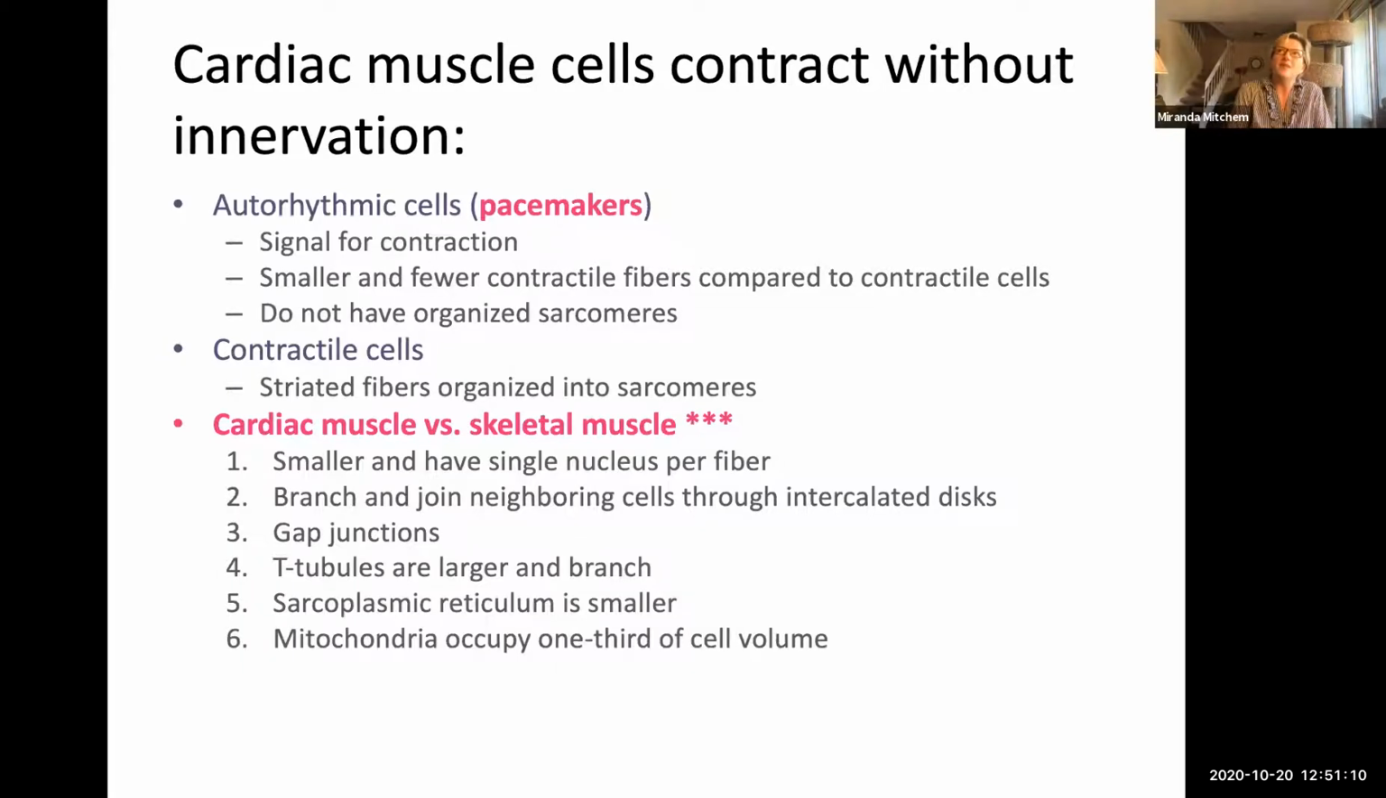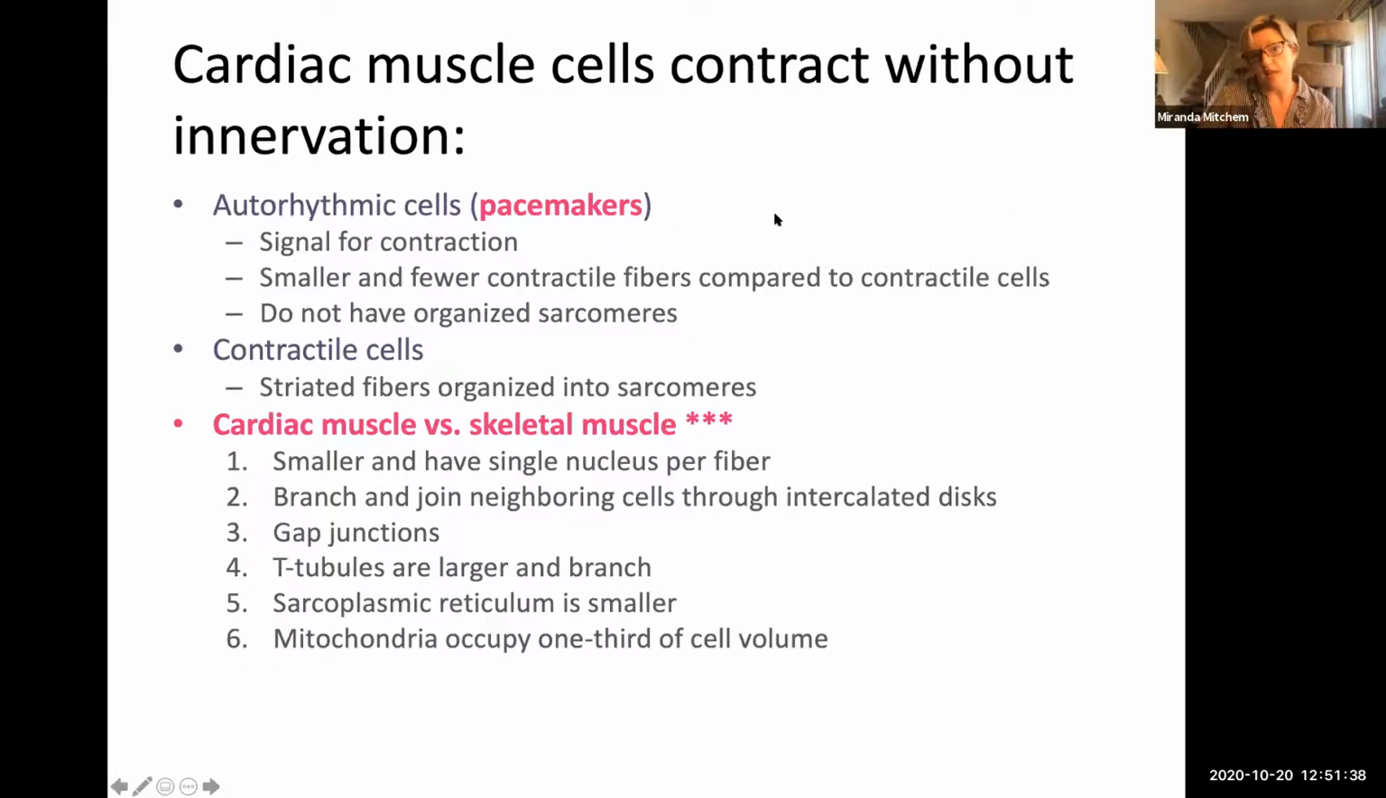Okay, so now let's get to the contraction part of it. And this is a big difference between cardiac muscle and skeletal muscle. Cardiac muscle doesn't get its signal from the nervous system. I mean, sure, it can be influenced, but the heart has its own special type of cell that provides that action potential to generate the contraction.